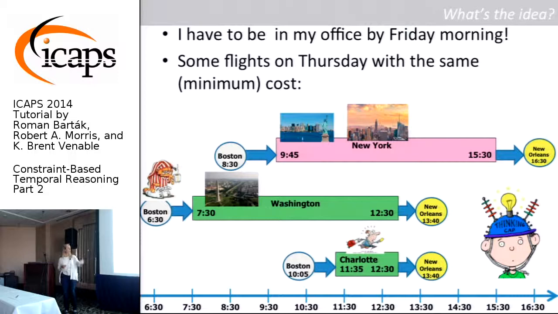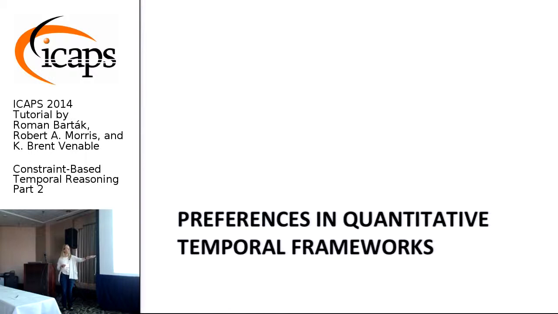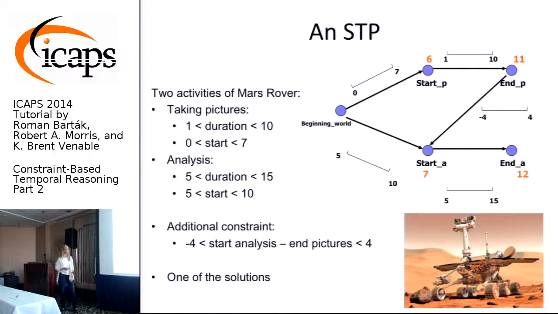Okay, so let's look at preferences in quantitative temporal networks. So we're looking at the Dechter, Meiri, and Pearl framework of simple temporal networks with intervals. And here is how it can actually model part of the mission of the Mars rover on Mars. So we have our beginning of the world, or start time. It was midnight for Roman, who had to have breakfast and read his newspapers. It could be the start of the Martian day on Mars, when the Mars rover has to take pictures.